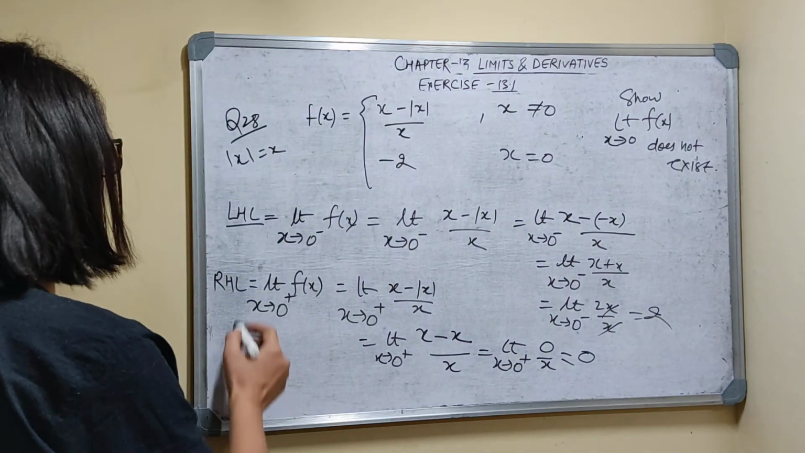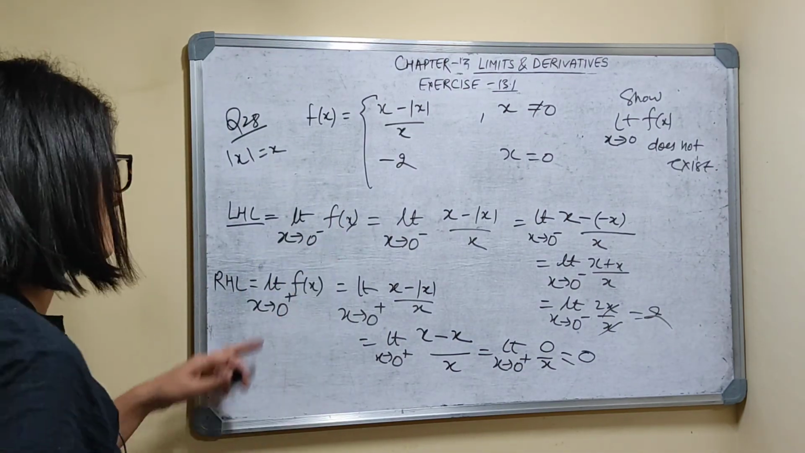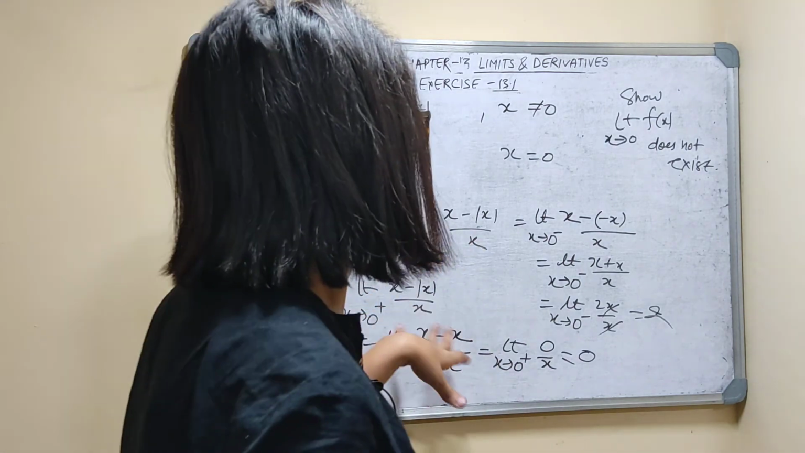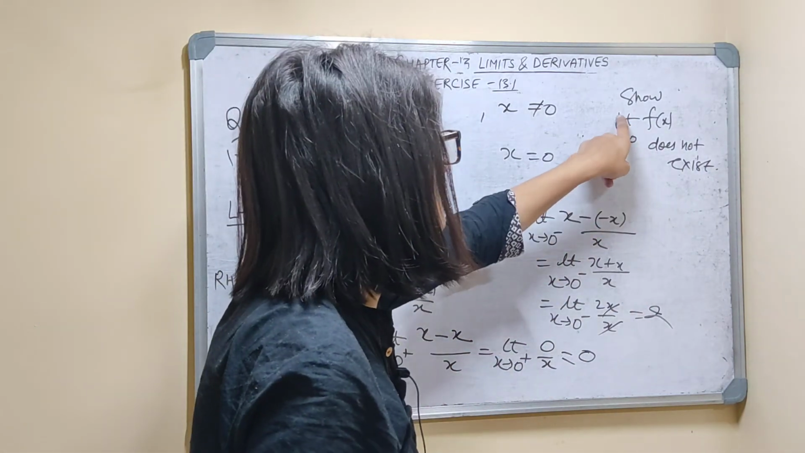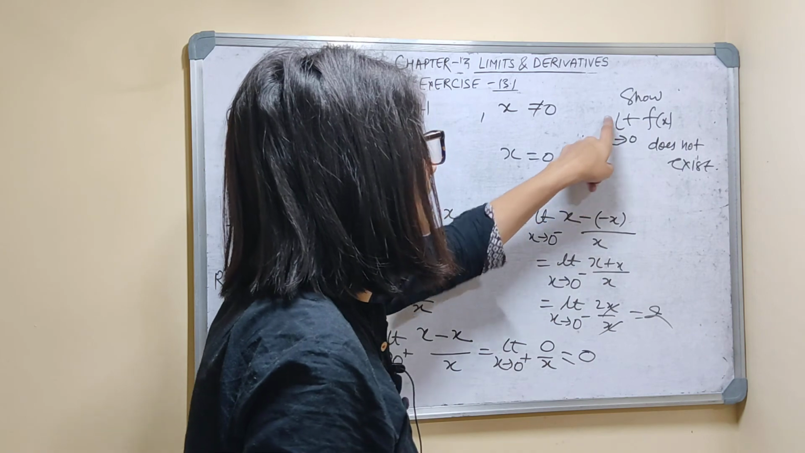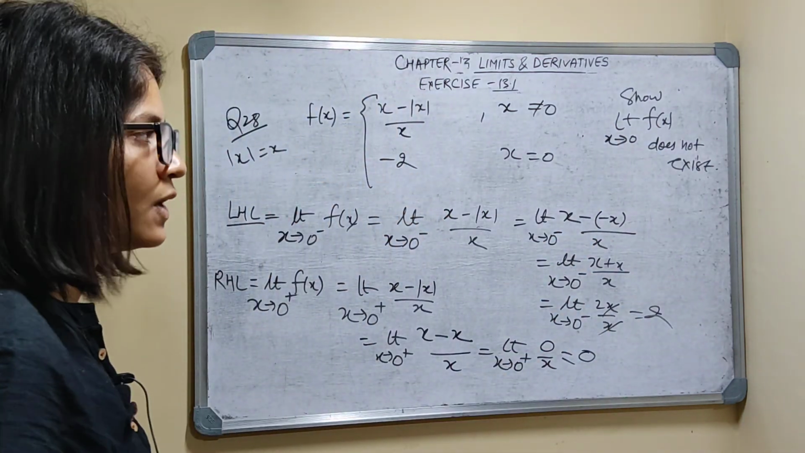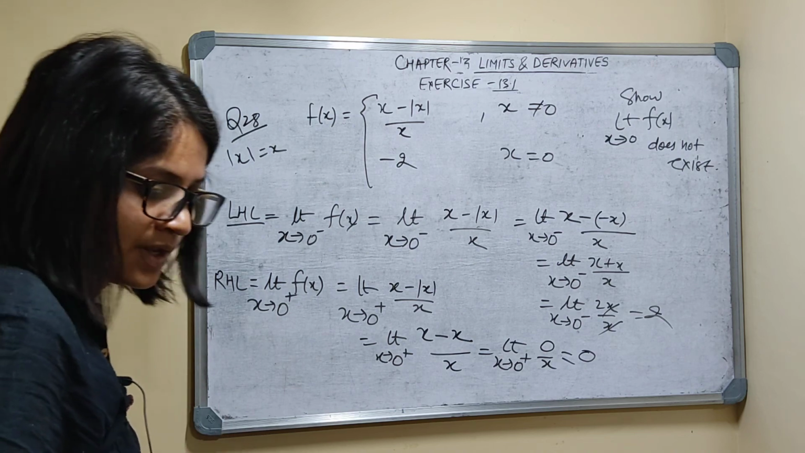So you know limit of x tends to 0 minus f x is not equal to limit of x tends to 0 plus f x. That's why I can say both limits are not equal. That's why I can't define limit x tends to 0 f x, or limit x tends to 0 f x does not exist. Thank you.